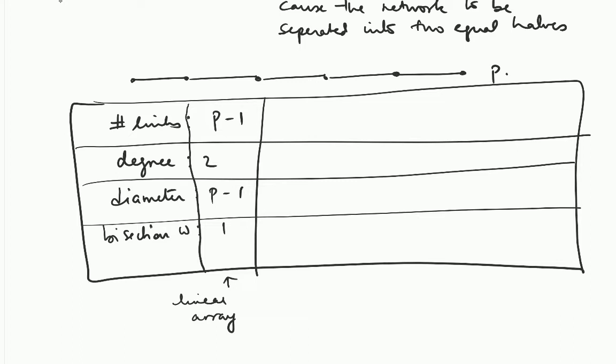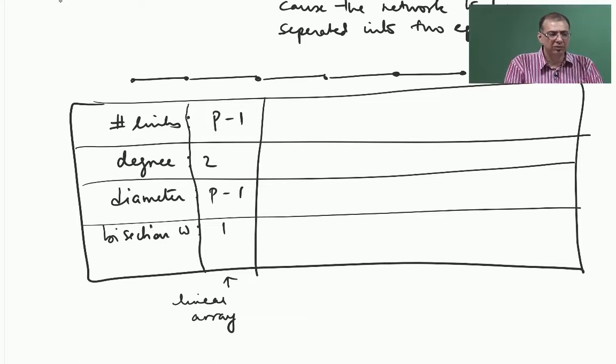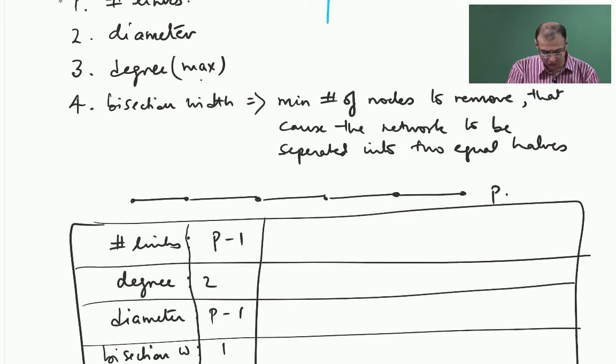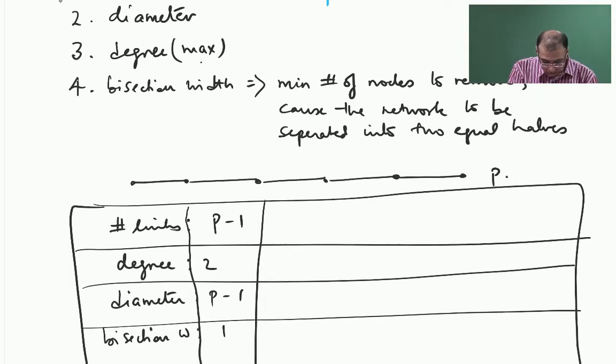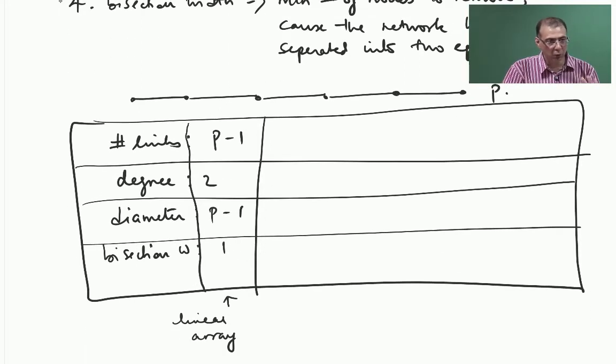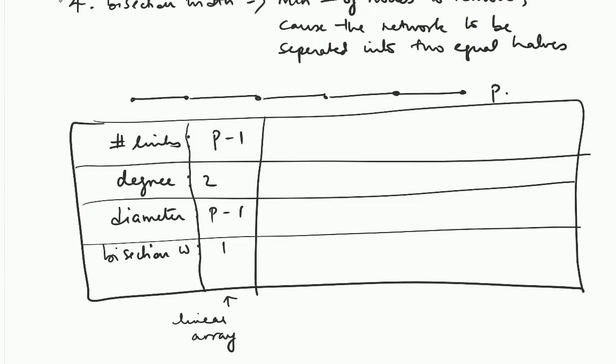So why is bisection width important, by the way? Because for a lot of communication, the bisection width determines how long it's going to take for the communication to complete. The higher the bisection width, the better. As a matter of fact, the bisection width gives you the lower bound for doing various collective communications, MPI collective communications like all to all and so on. The higher the bisection width, the more connected it is, and therefore you can flow data faster from one half to the other half. So if you're doing collectives, it's quite useful.